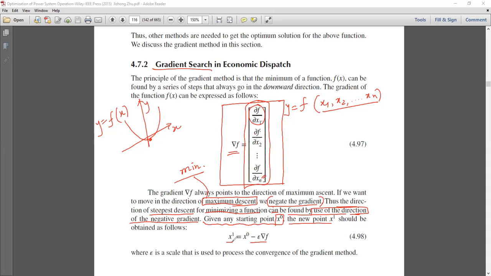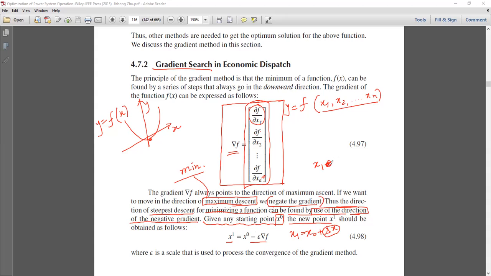Okay, so x1 is equal to x0 minus epsilon times del f. Why is there a minus? In general, what should we write? In general, we write x1, the new value of x, where x0 is the previous value of x, plus del x. We can easily write this very generally. So what we are doing is simply this: del x means the gradient, the slope, or the change in the variable.